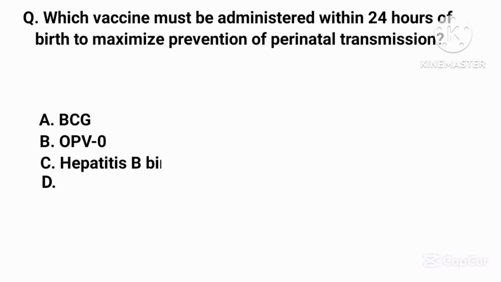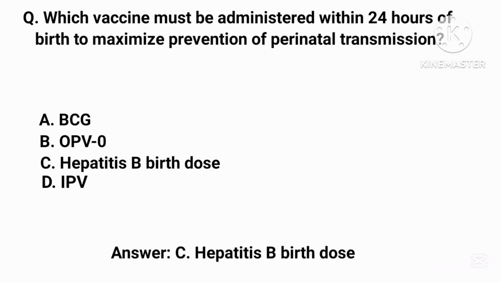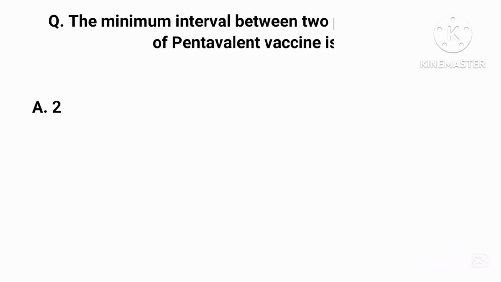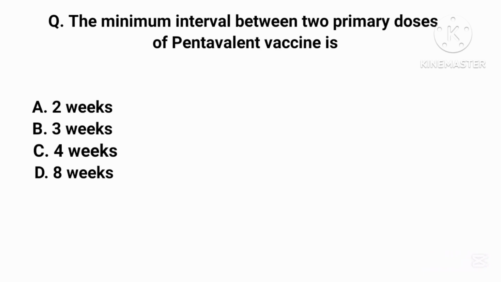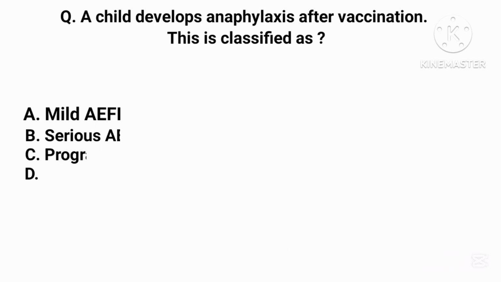Which vaccine must be administered within 24 hours of birth to maximize prevention of perinatal transmission? Correct answer is option C. Hepatitis B birth dose. The minimum interval between two primary doses of pentavalent vaccine is. Correct answer is option C. 4 weeks.